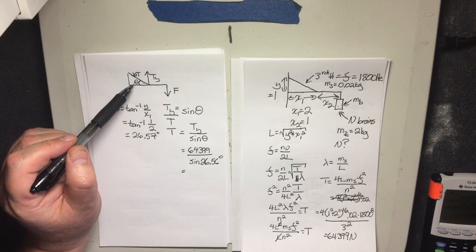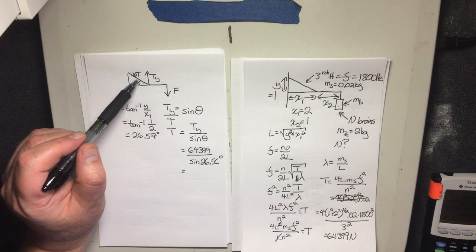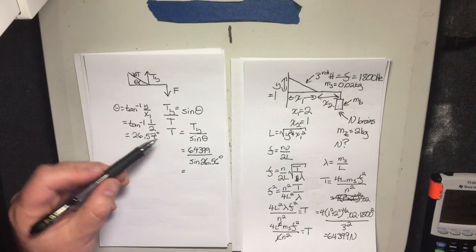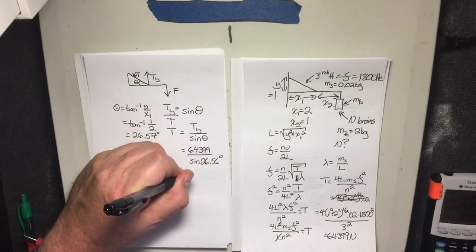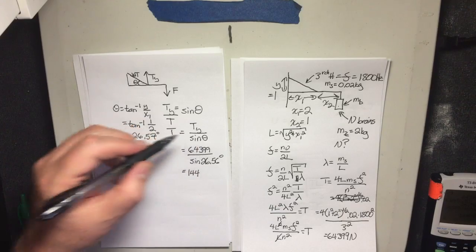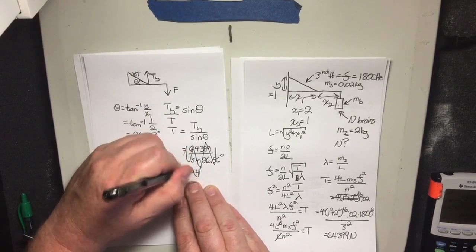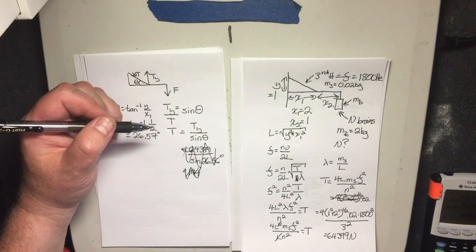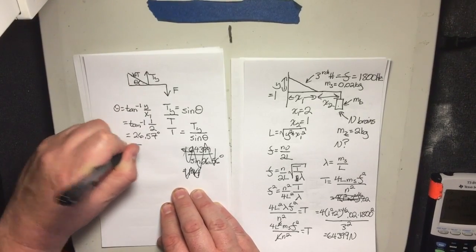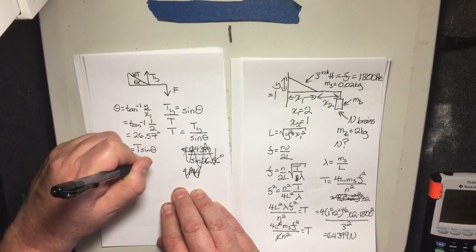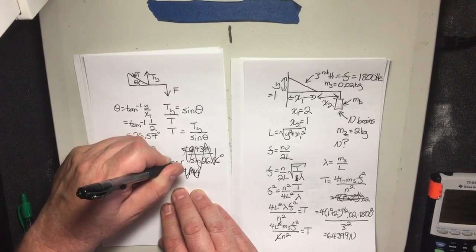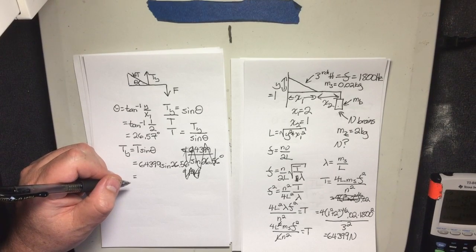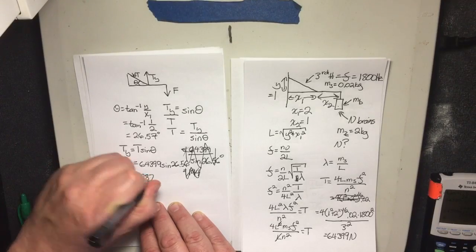Wait. Yes, because I was looking at this, and what I ended up with. Oh, what's T? Tension is the tension in the string that we got from plucking of the string. We need Ty for the torque bar. So Ty is T sine theta, or 64,399 times sine 26.56. And that gives me 28,795 newtons.